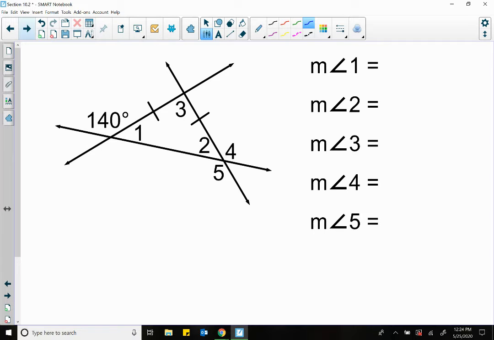So go ahead and try this one. Again, you can find any angle you want. You don't have to start with number 1. But I will tell you on this one, you really do need to get number 1 before you can do anything else. Okay? And pause the video, go.